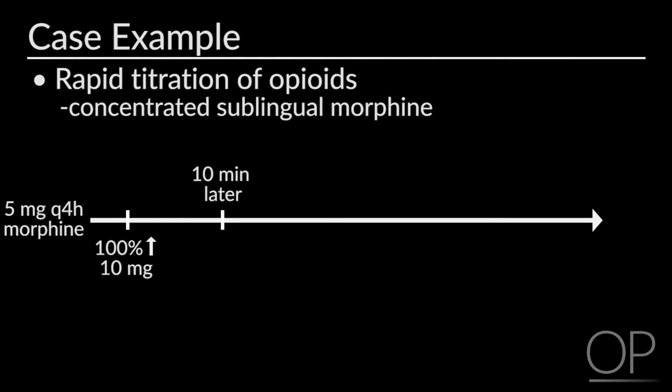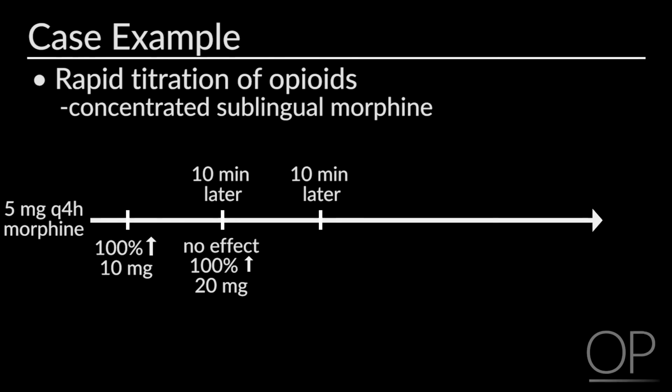Ten minutes later, again, this is a rapid titration. We're going to only wait 10 minutes to reassess the patient. We feel that the 10 milligram dose has really had no effect. Ethan is in just as much pain as he was 10 minutes ago. And so again, we're going to make another 100% increase. We're going to give him 20 milligrams sublingually at that time.